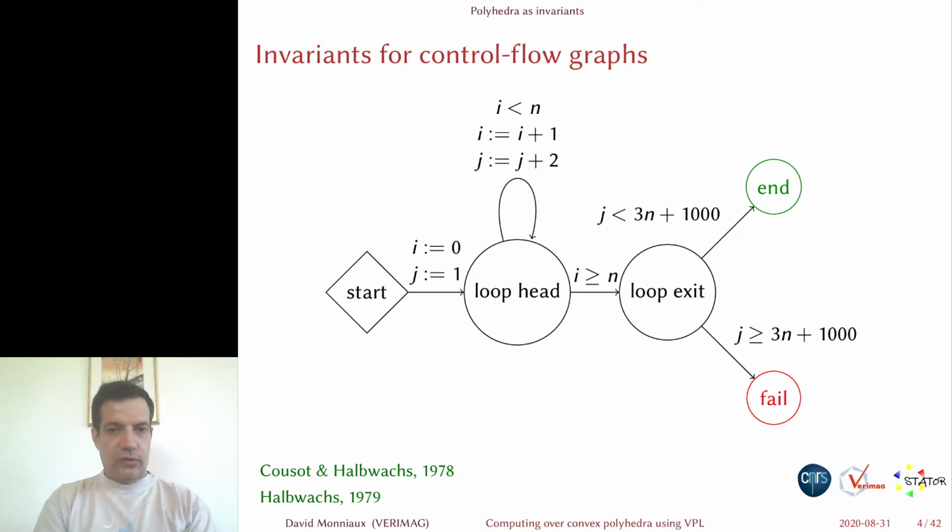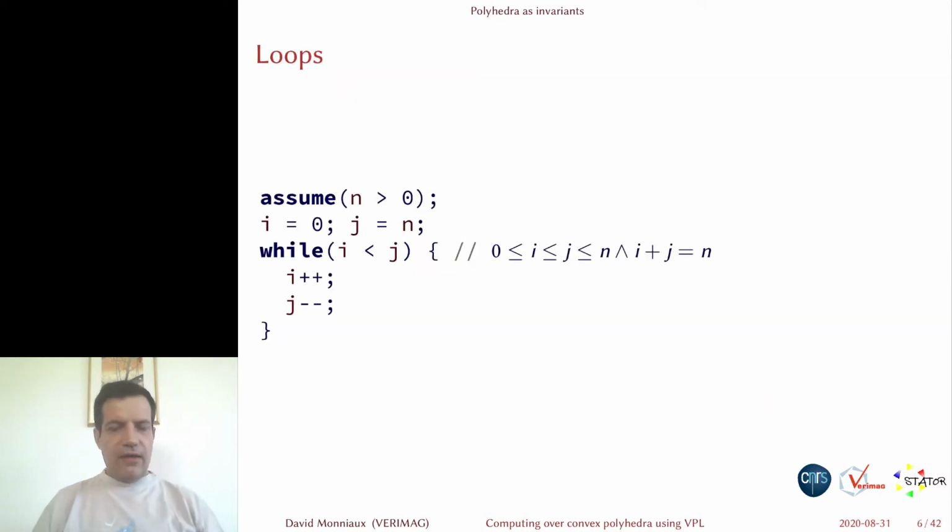So you can prove properties. For instance, you can prove that a failure statement is never reached if the polyhedron attached to that statement is empty. Here I have an example where some parts of the invariant are not so obvious.